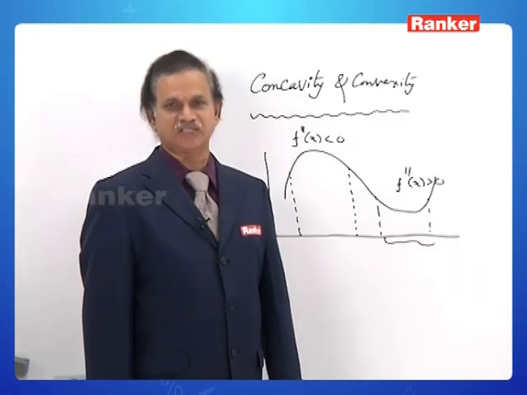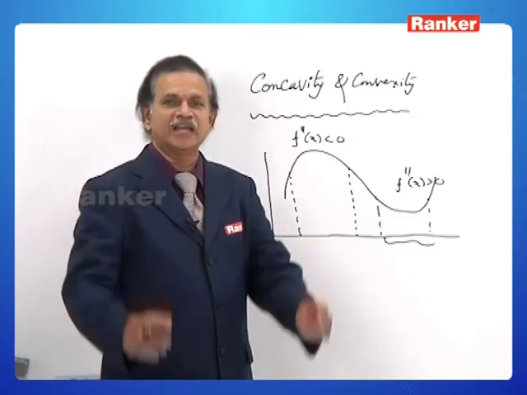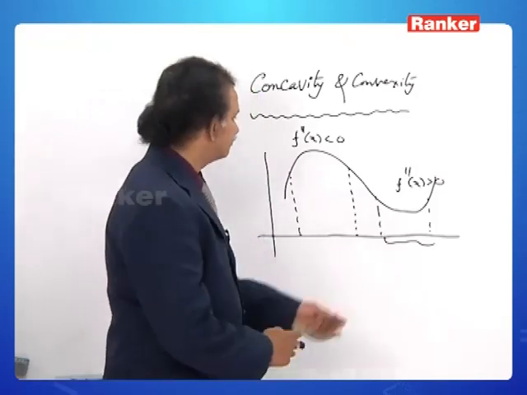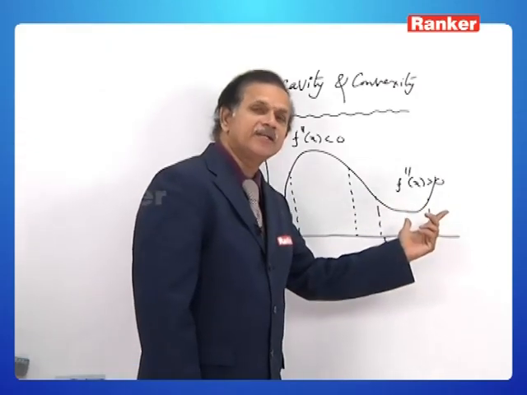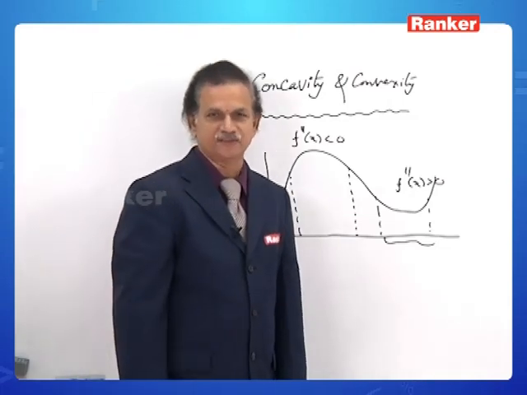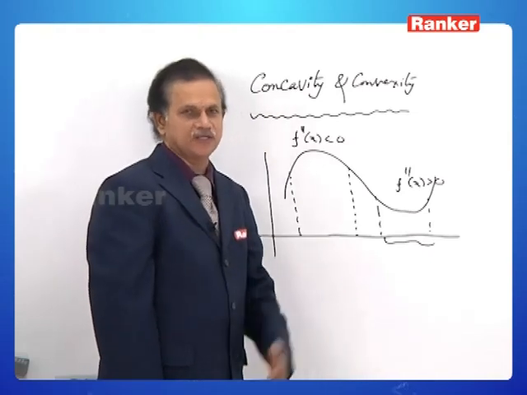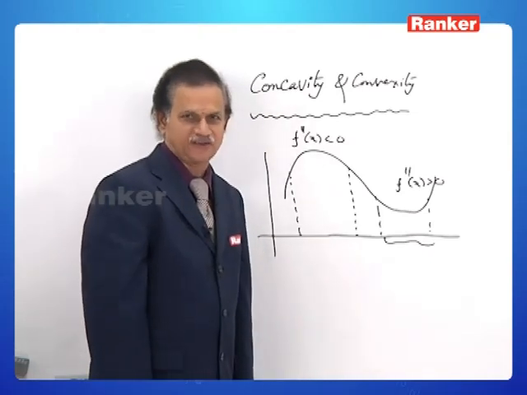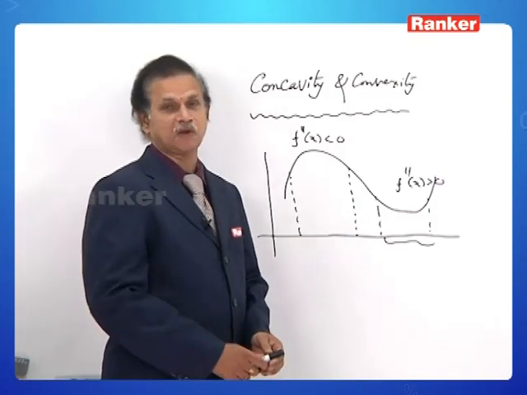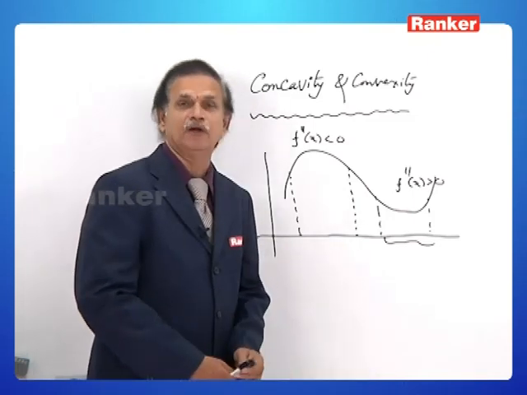If f double dash x, that is the second derivative of f of x, is positive in a particular interval, then we say that the function is concave in that region, and f double dash x less than 0 implies the function is convex in that region.